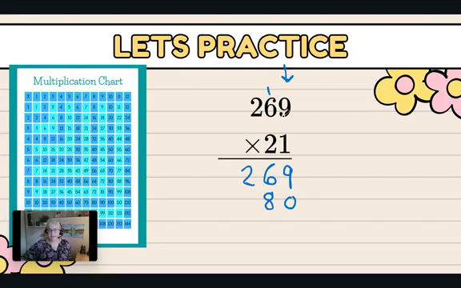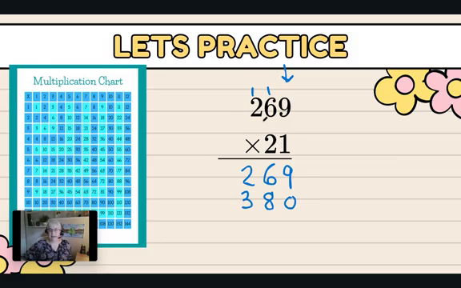2 times 9 was 18, so the 1 is carried up above the 6. 2 times 6 is 12, and I have another one that I had to carry over, so 12 plus 1 is 13. I write the 3, and I carry the 1.